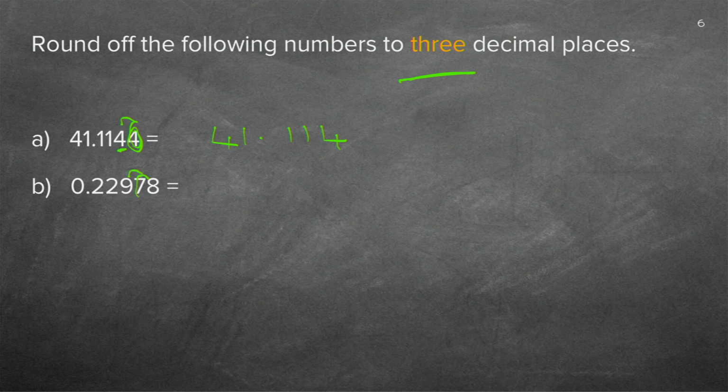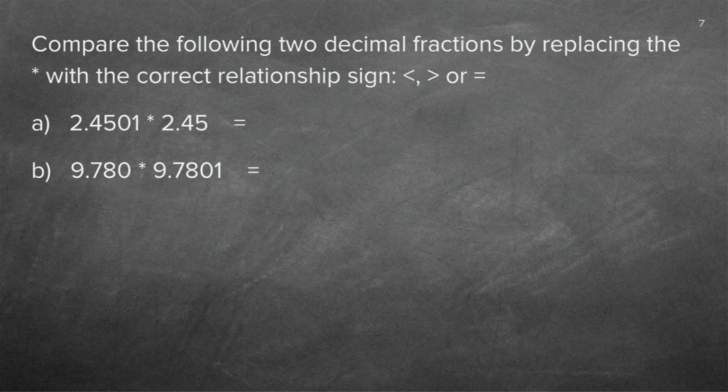But this one, 0.2297, again we look at the decimal next to the third one, and that is a 7. That's 5 or bigger. So what do we do? We are going to increase the third decimal. So that is a 9. So the 29 will turn to 30. So if we round that number off to 3 decimal places, it's going to be 0.230. Okay, right. They can also ask us to compare the following 2 decimal fractions.